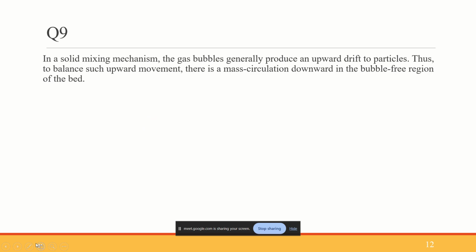Yes, so what is being asked in the question is that the gas bubbles produce an upward motion of the particles, and to balance such upward movement there is mass circulation downward in the bubble-free region of the bed. Is this true or false? We all know that it is true, because there is an upward drift and balance is created by the downward motion of the mass circulation of the particles in the bubble-free region. So the answer is actually true.